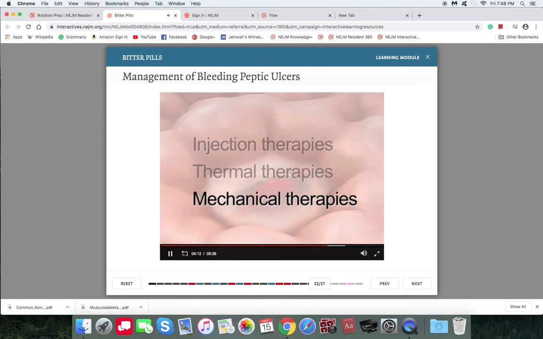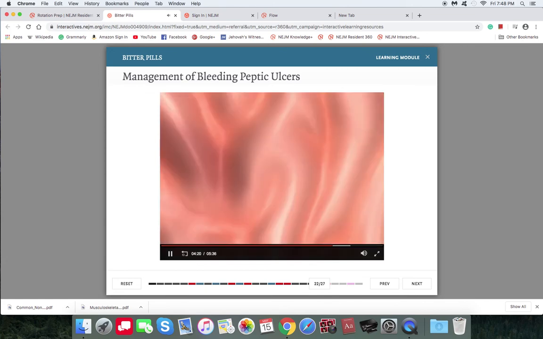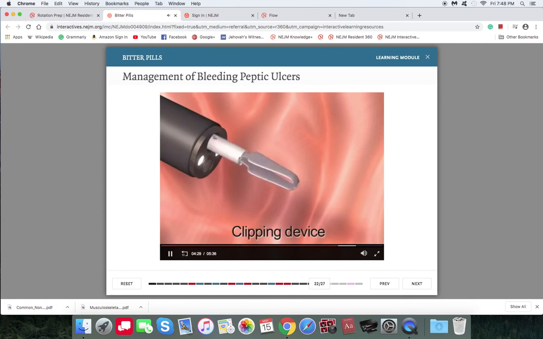Mechanical ligation usually involves the application of endoscopic clips. A number of different endoscopic clipping devices are now commercially available. The following animation demonstrates a clipping device for mechanical closure of the underlying vessel. As with injection catheters and thermal probes, clipping devices can be loaded into the working channel of the endoscope.